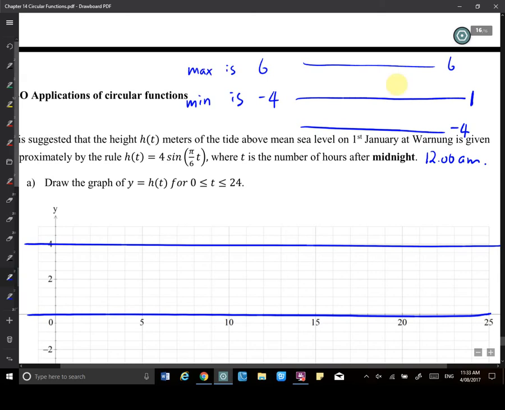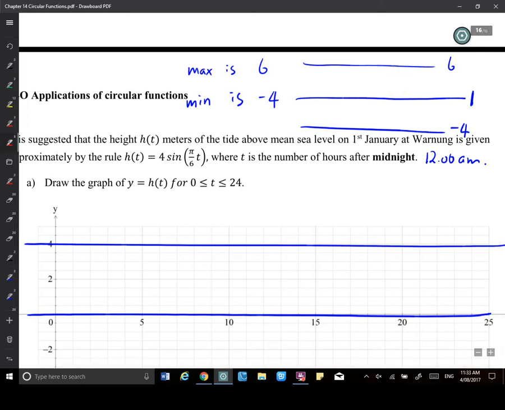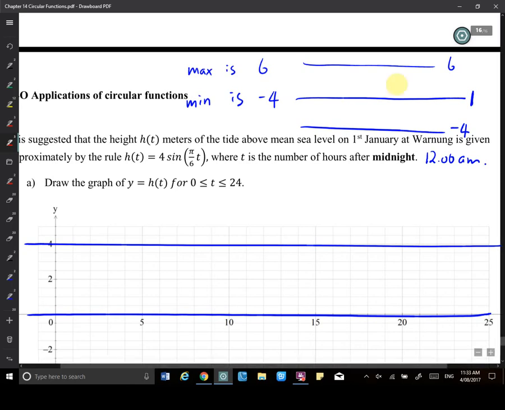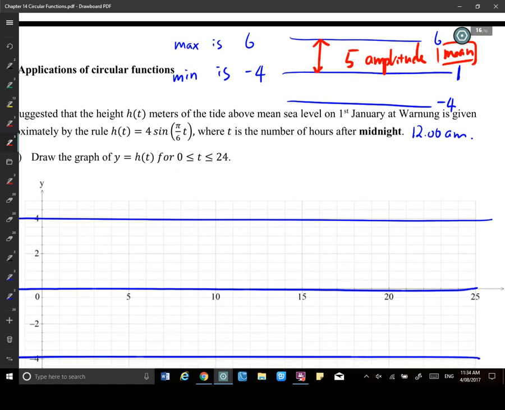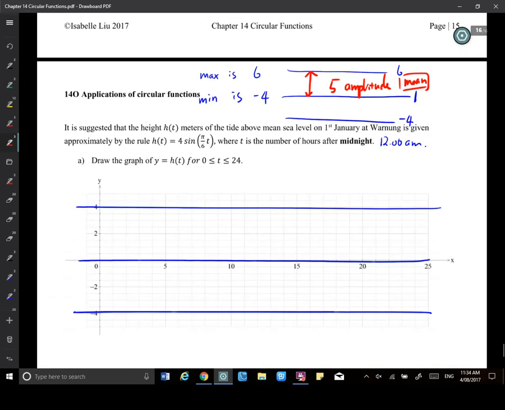The amplitude is not the minimum to the maximum. It's actually the middle to the max, or the middle to the minimum. So 1 to 6 is 5, and 5 is the amplitude. And 1 is your mean line, M-E-A-N. Mean means middle, the middle line. You will have some questions quite similar to that, and you need to solve for this.